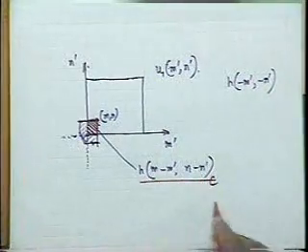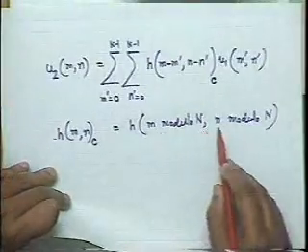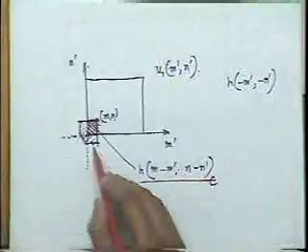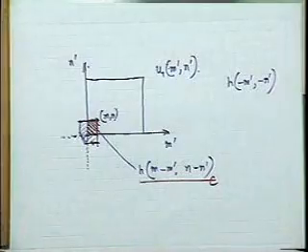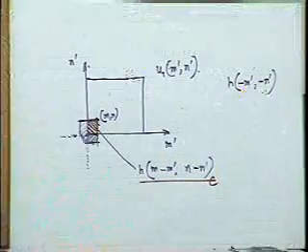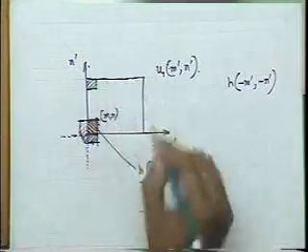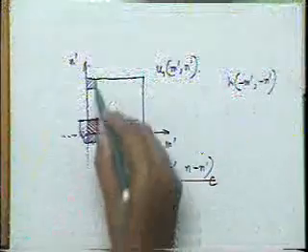Let me draw this with a green pen now. Where will this green part go? The green part will now appear on the top, because it is n' modulo capital N. So the green part will go over here and get multiplied with this.